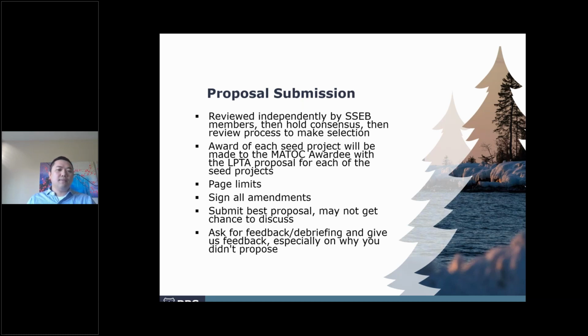Next is, like I mentioned before, sign all amendments just to ensure that you're proposing to the current version that we have out on SAM.gov. Finally, submit your best proposal up front, because you might not get a chance to discuss further or revise. So your best pricing, as you see fit, and also your best proposal, and then we'll go from there.